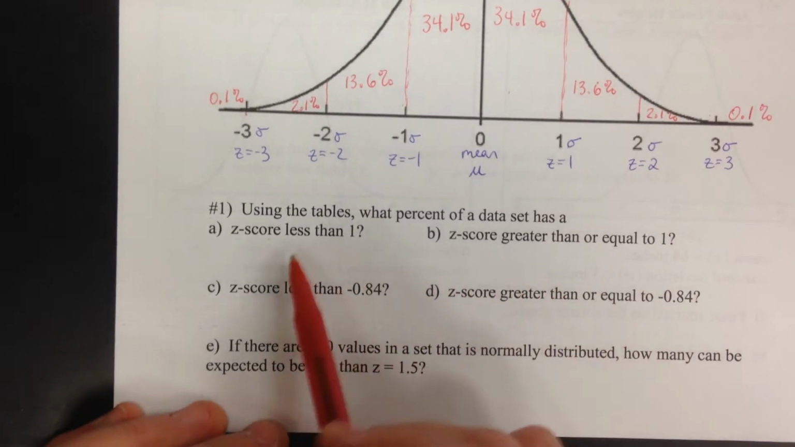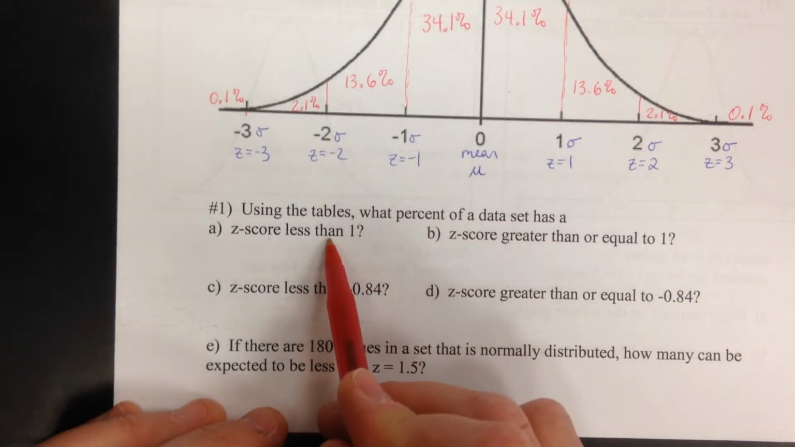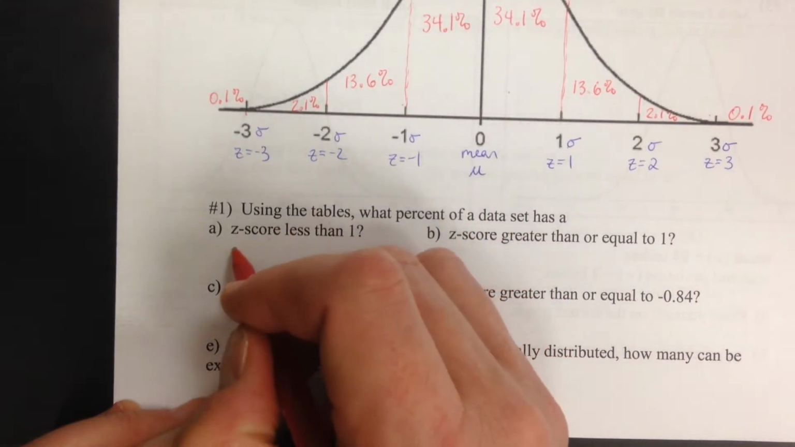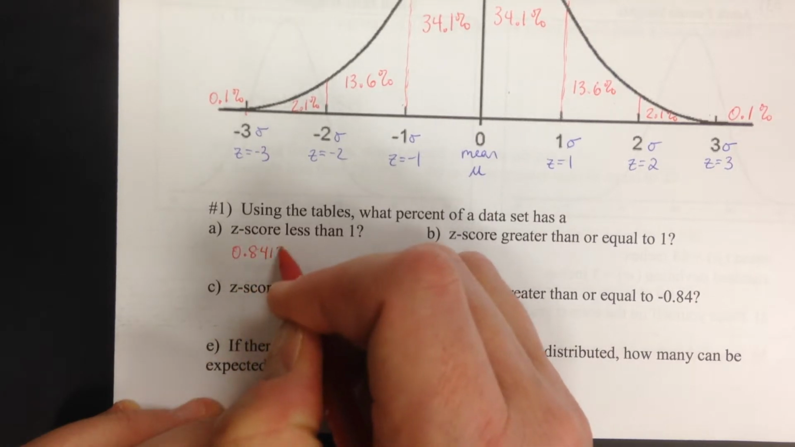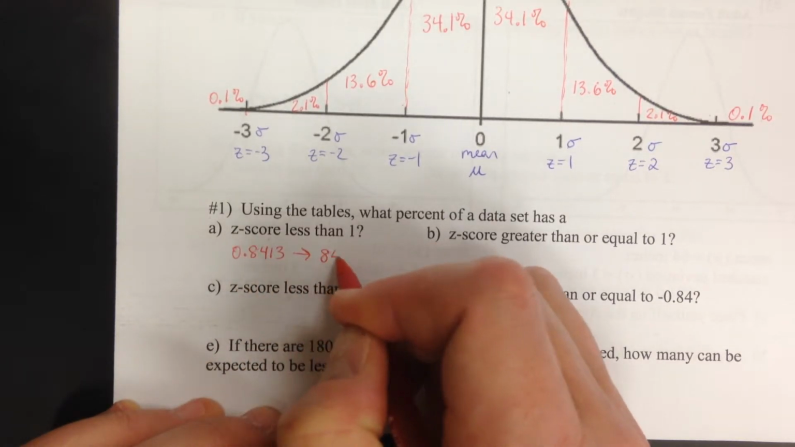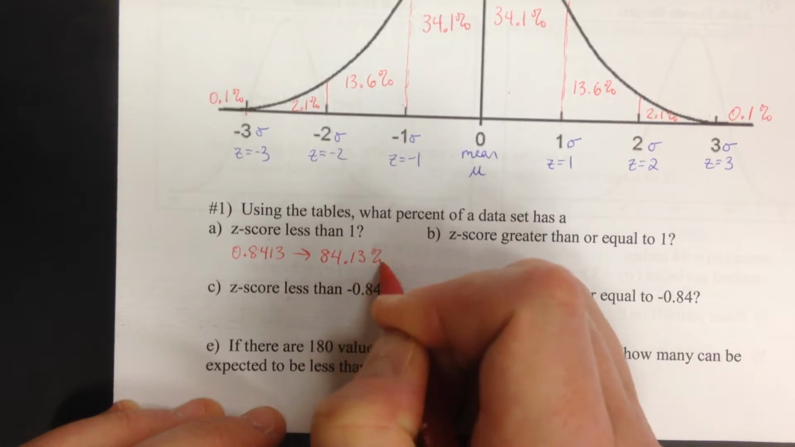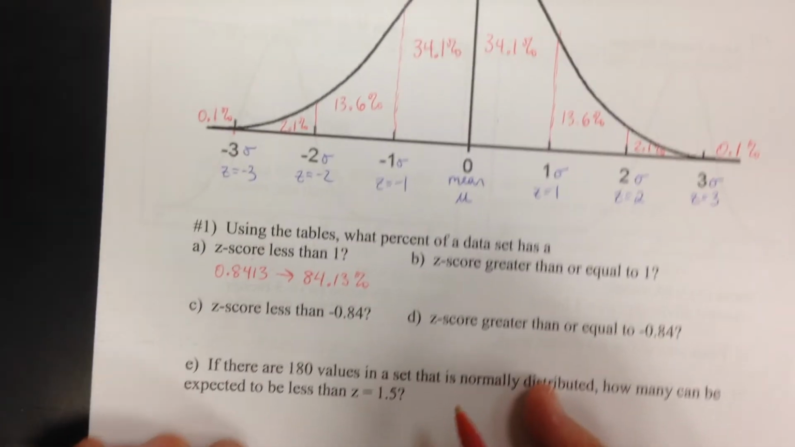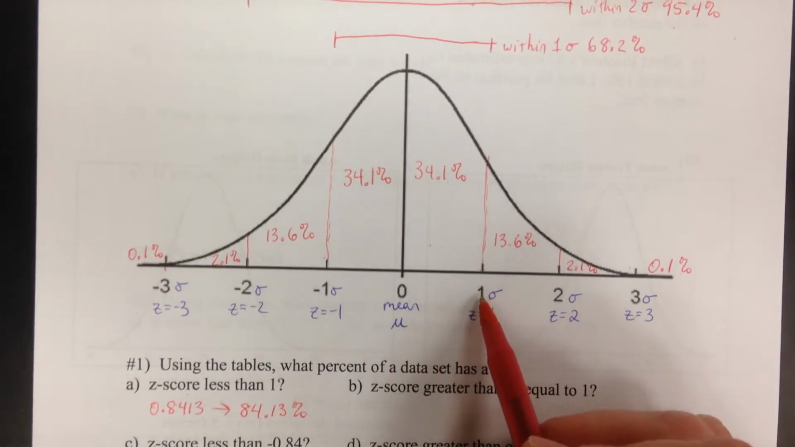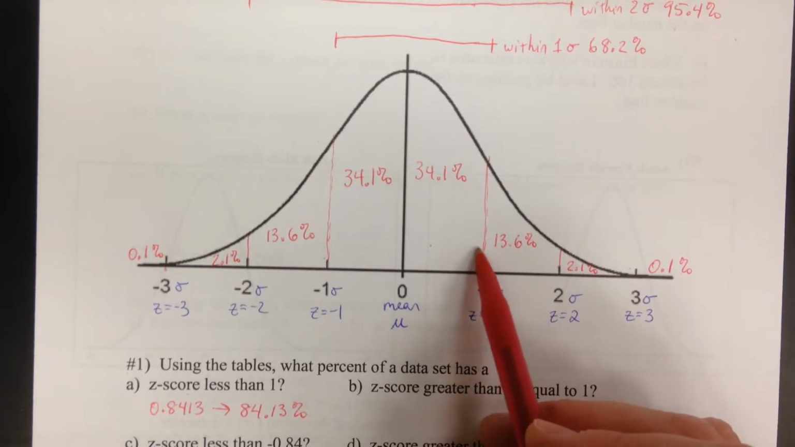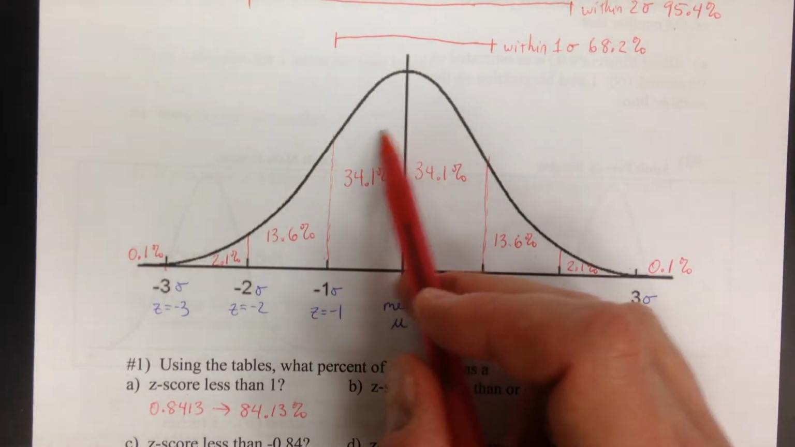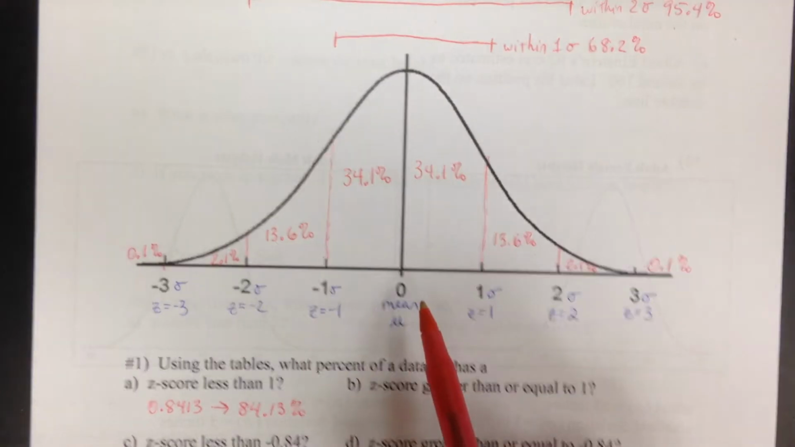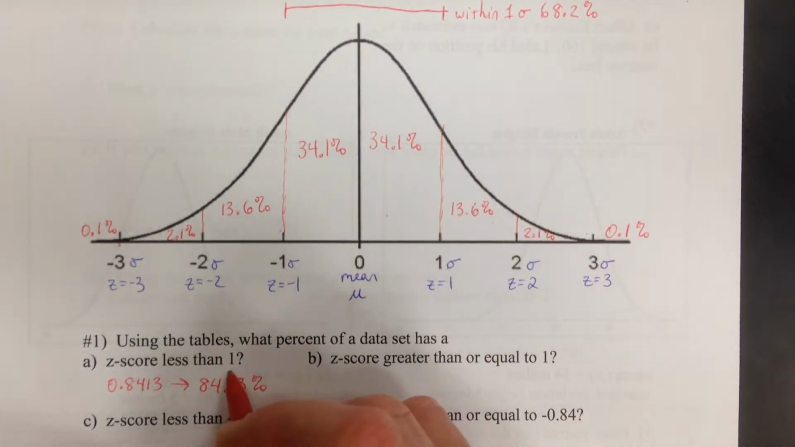Okay, so what percent of a data set has a z-score less than 1? It would be 0.8413, which is 84.13%. So if we're talking heights, if your z-score is positive 1, that means that 84% of people would be to the left of that height. 84% of people would be shorter. Okay?